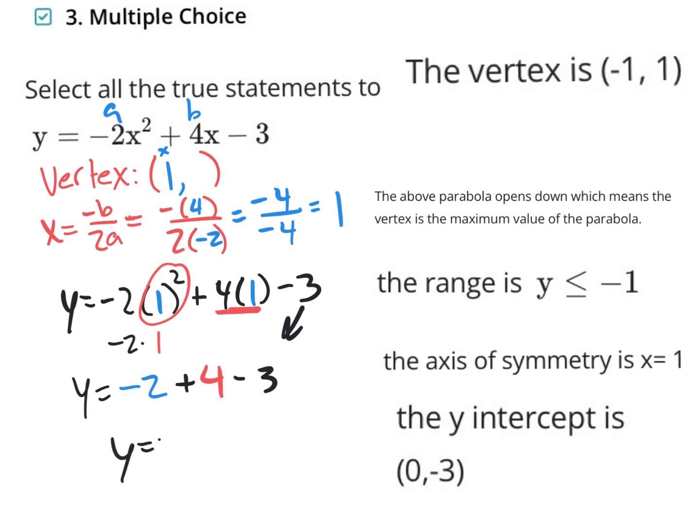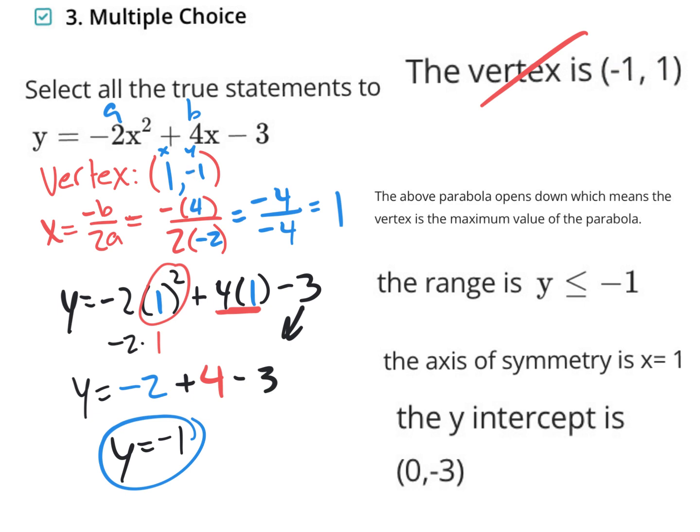So y equals negative 1, okay? The y value, negative 1, is the y value of the vertex. So the y value is negative 1. Okay, so we just did all this work to find the vertex just to prove that that's not the true statement. So you would not pick that guy, that's false. The vertex is positive 1, negative 1, not negative 1, positive 1.